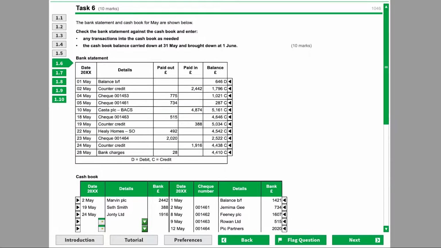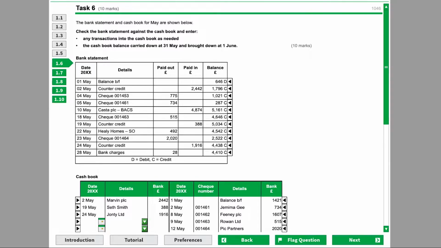Welcome to part 2 of this Bookkeeping Controls mock exam run through. We're going to pick up straight from where we left off, which was on task 6, which is worth 10 marks and is designed to test the process of checking the cash book against the bank statement and updating the cash book appropriately. With that in mind then, let's take a look at the question.